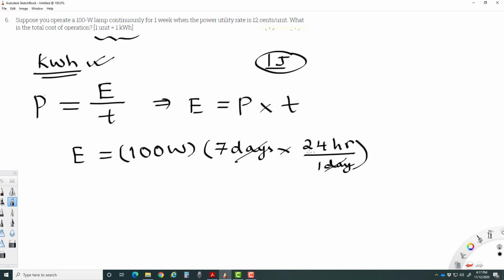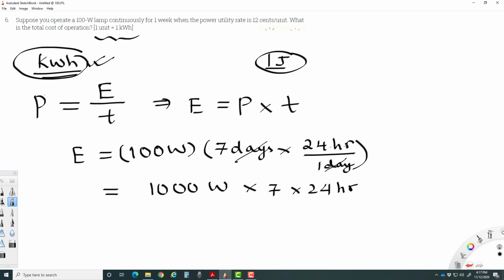So that means we have 1000 watt times 7 times 24 hours. Now again, we want to express our energy in terms of kilowatt hour. So we have hour here. Now we need to convert this to kilowatt. So the way to do that is, so this is 100 only, sorry, not 1000.